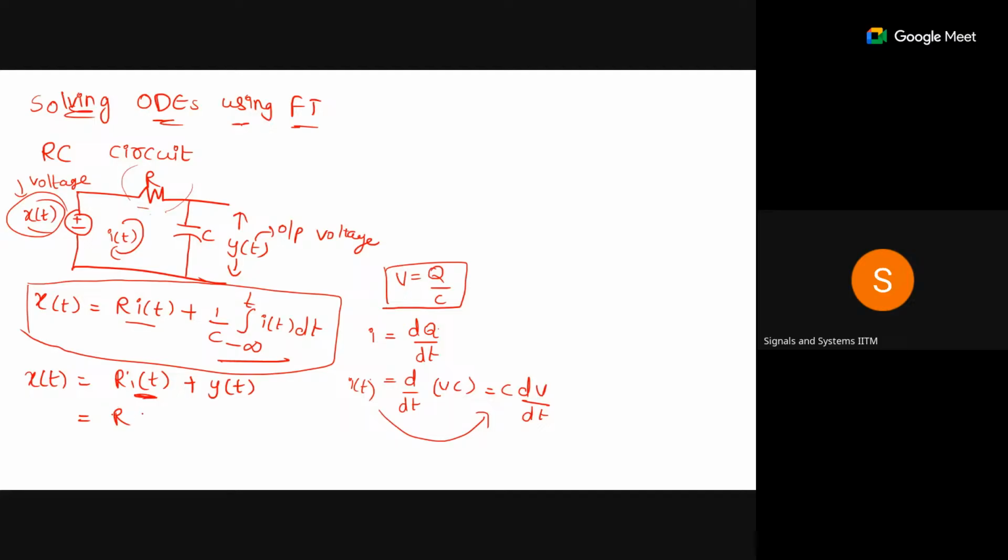So I am replacing i of t with C into dv by dt. Here V is the voltage across the capacitor, right? So the voltage across the capacitor is y of t. So it is y of t plus RC dy of t by dt, equal to x of t. Why am I taking out y of t? So it will be like this.